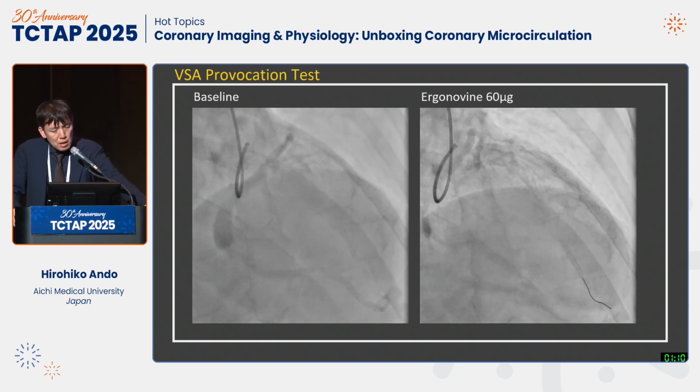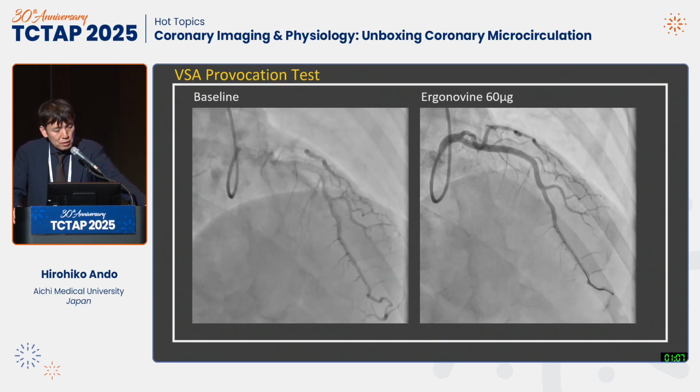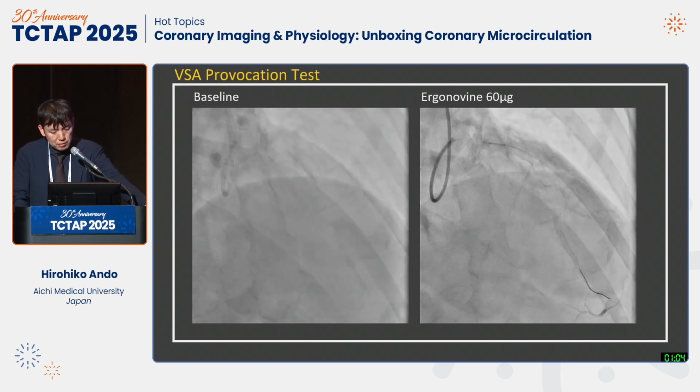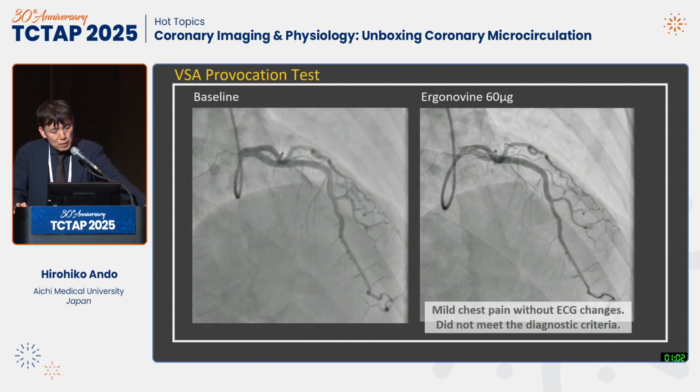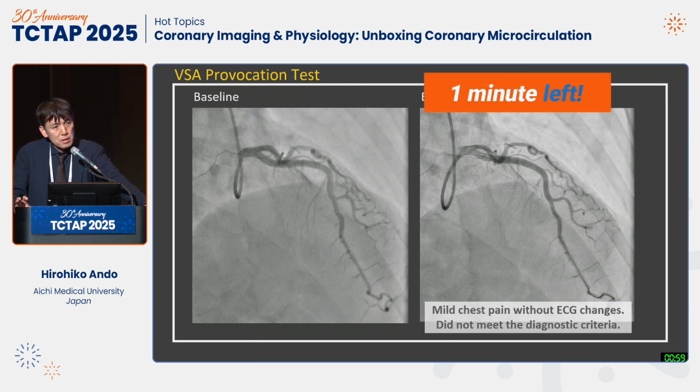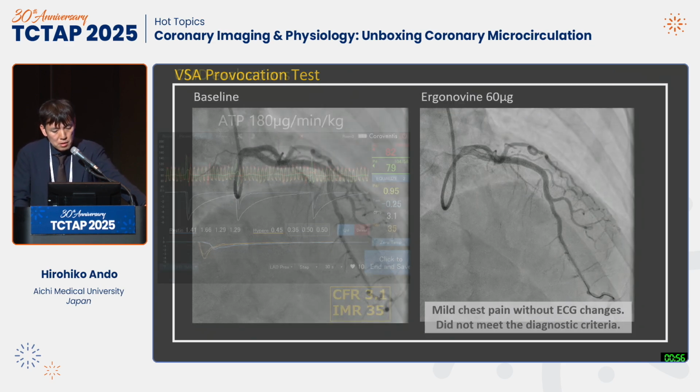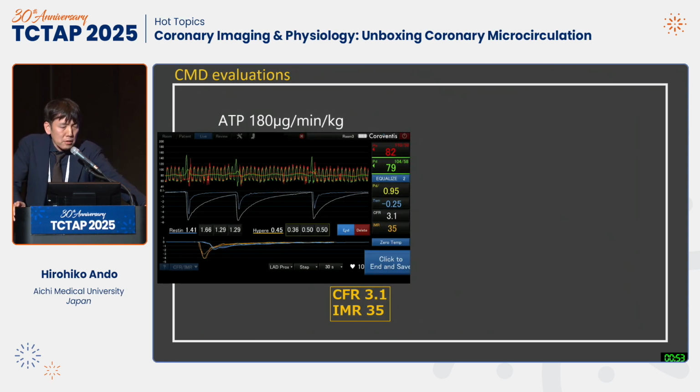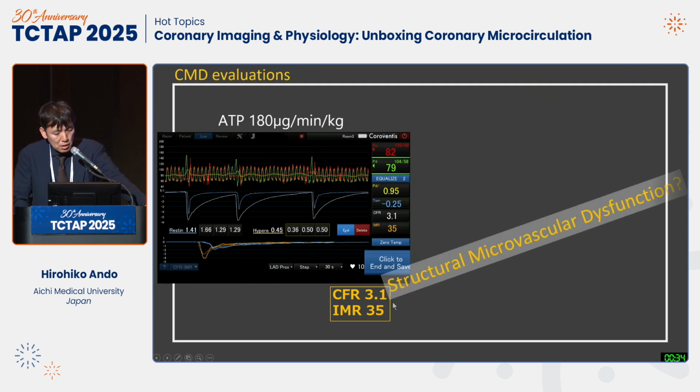In this case, there was no significant difference during the spasm provocation testing. The patient experiences mild chest pain, but ECG shows no change. So we go to the next testing, microvascular function testing, using the bolus simulation method. We first use intravenous continuous ATP as a hyperemic agent. As you can see, the IMR was elevated to 35, indicating structural microvascular dysfunctions.